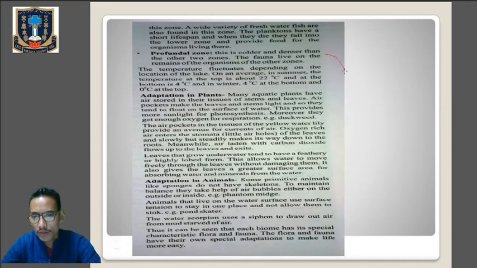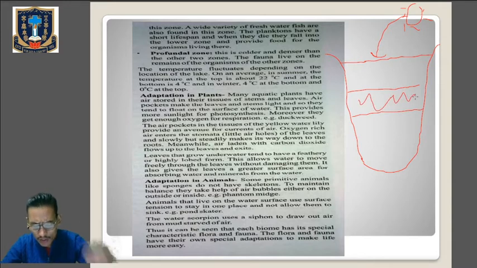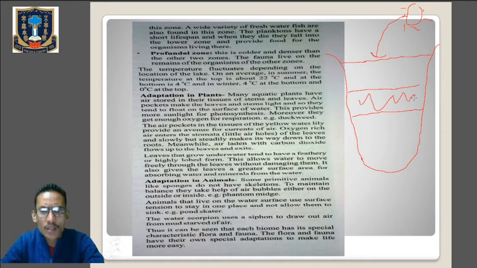So I'll just draw one more time. This is the lake. The first zone in the lake is called which zone? It's called the littoral zone, which will get the direct sunlight. So this is the sunlight. This zone will get the direct sunlight. Then the second zone is called the limnetic zone, where we will find zooplankton and phytoplankton, and a wide variety of freshwater fishes are also present in this zone.